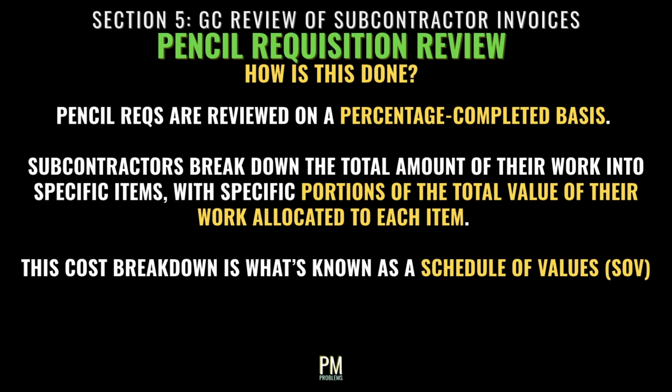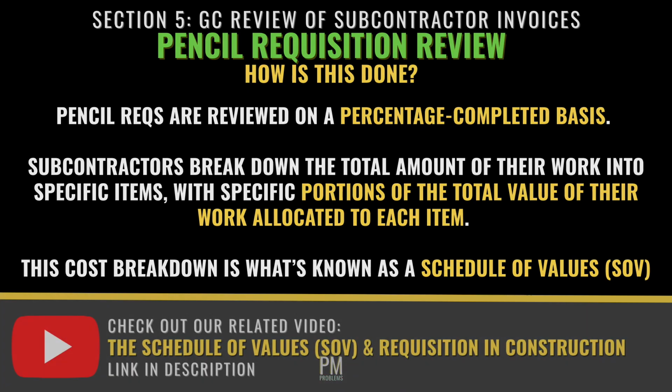How exactly do GCs go about reviewing and approving their subcontractors' invoices? This is done on a percentage complete basis. Subcontractors typically break down the total amount of their work into specific items. Along with this are specific portions of the total value of their work allocated to each item. This cost breakdown is what's known as a Schedule of Values, or SOV.